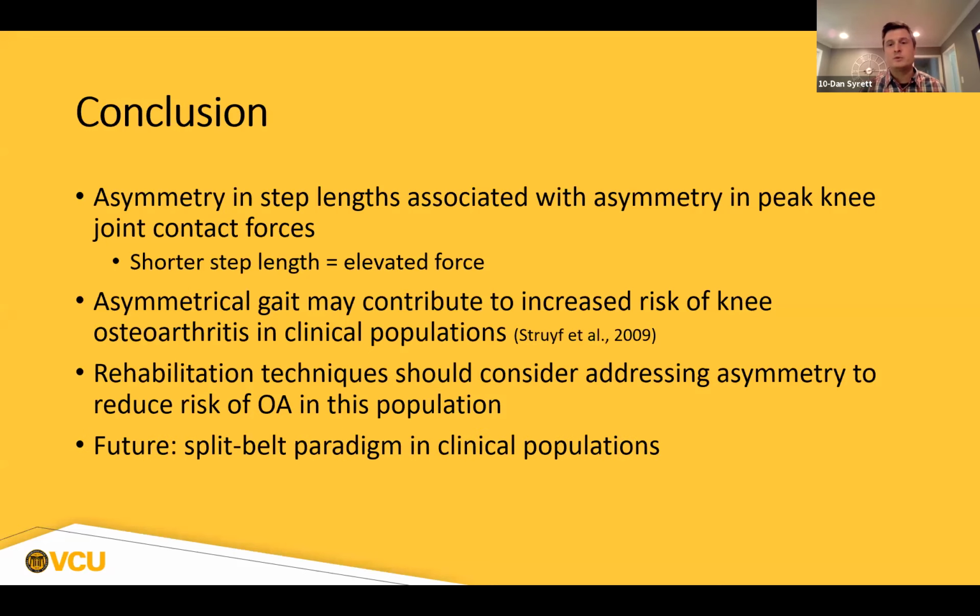In future directions, we want to have individuals from clinical populations, such as those with lower limb amputation, go through this paradigm and examine the differences in peak forces, as they will be walking asymmetrically to begin with, and during that post-adaptation condition, if we assign the belts correctly, we'll get an increase in symmetry afterwards.